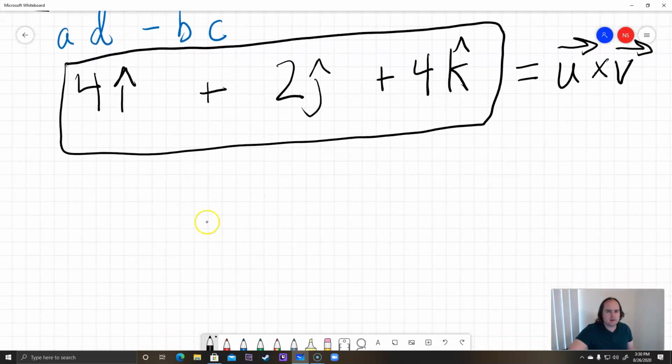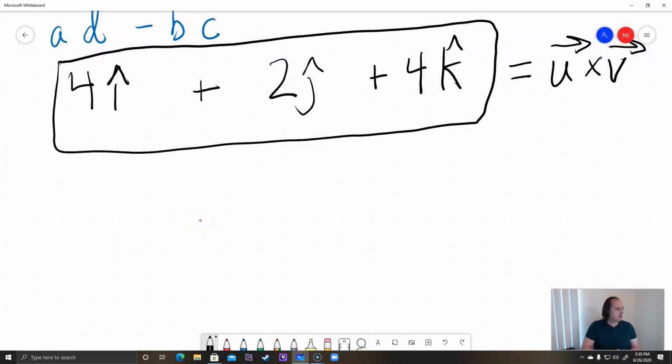Alright, and then I also wanted to do another part of this, because when you're doing your homework, they're actually going to ask you to find the length and the direction of u cross v. Okay, so they don't just want you to find u cross v. We just found u cross v. That's a vector that's perpendicular to the plane of u and v.